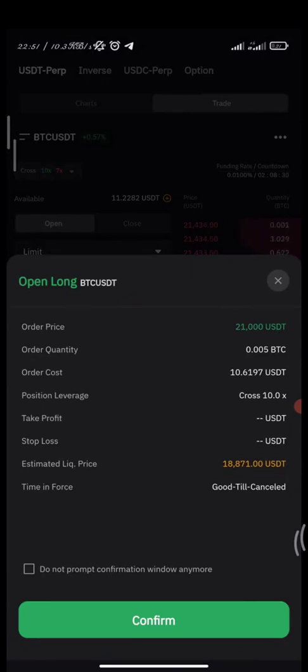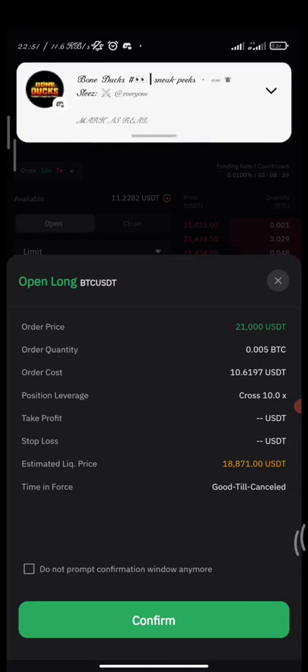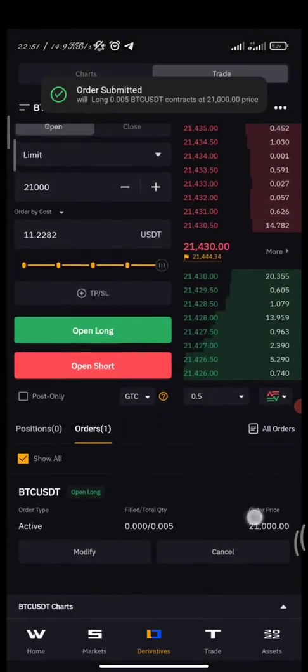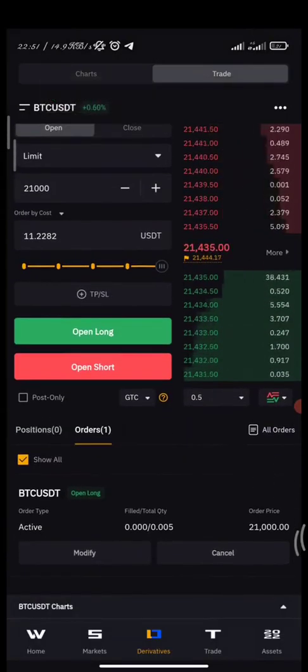Compared to when I was using 3x, 3x was 9,000. Compared to when I was using 100x, 100x was 20,800 plus, but you can see this one now is 18,000. So which means I can actually long this, because I know BTC can take time before it comes to this particular price. Now if I click confirm, you can see that it still has not been filled. It's going to be filled when BTC comes to this price.